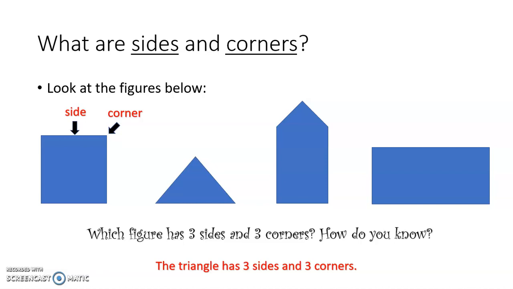If we go to the triangle, we see it has 1, 2, 3 sides and 1, 2, 3 corners. That is our answer. We could even go to the next shape that looks like a house. We can count 1, 2, 3, 4, 5 sides and 1, 2, 3, 4, 5 corners. What about this rectangle? 1, 2, 3, 4, 4 sides. 1, 2, 3, 4, 4 corners. So again, it has to be the triangle.